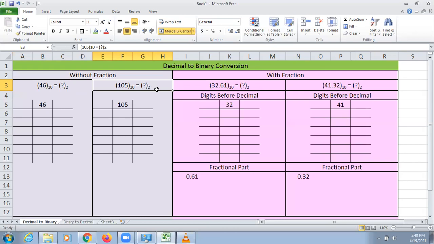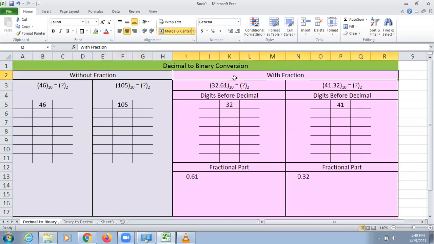So the binary number system will always have base 2 and the decimal number system will always have base 10, depending upon the number of digits it has. In the binary number system we use only 2 digits, that is 0 and 1. So the base is 2. Now let us start. We will be doing 4 questions. There are 2 questions without fraction and 2 questions with a fractional part also.